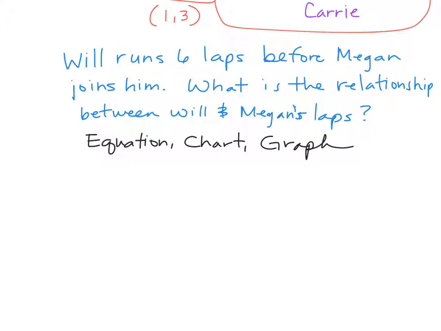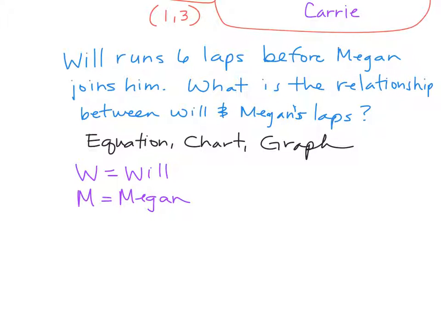Okay, so let's try this the other way, since I showed you the way that I prefer it first, but some of you might prefer the equation first. So let's try and find the equation first. Okay, so first thing you want to do is you want to make sure you define your variables. So what are we talking about? What are our variables here? Will and Megan, okay? So we're going to call W Will. We're going to call M Megan.